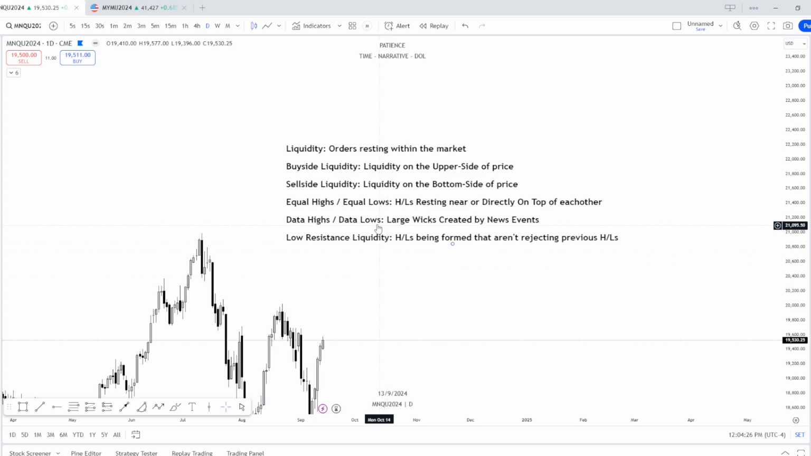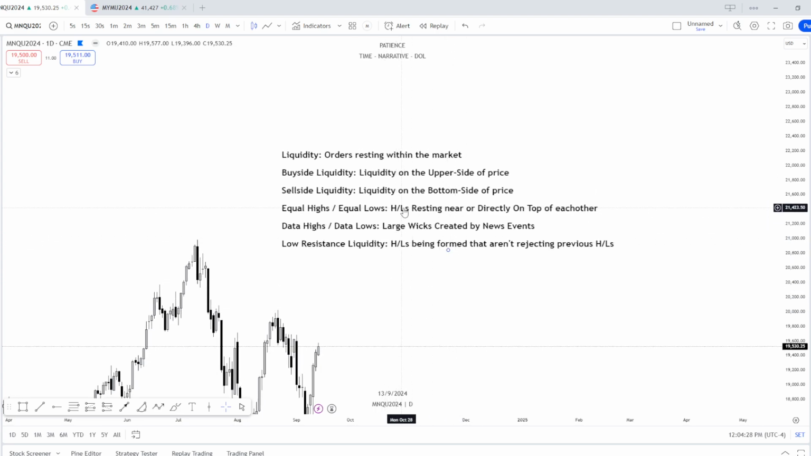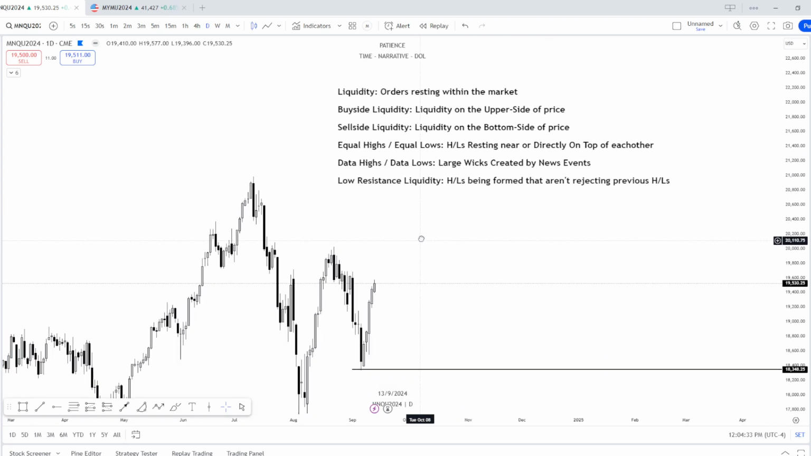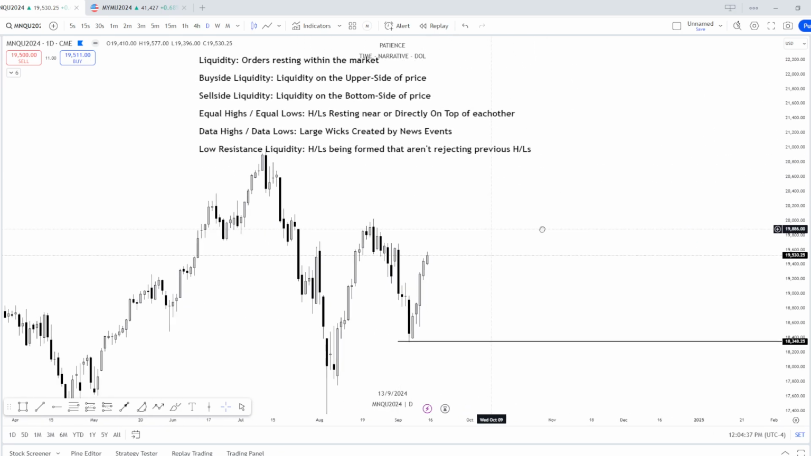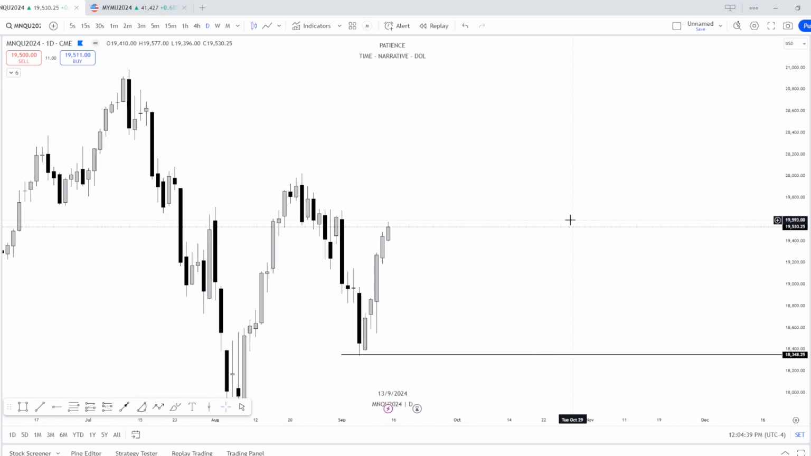So equal highs and equal lows is highs or lows resting near or directly on top of each other. I see a perfect example right now that I can show you. Like I said, equal highs or equal lows are highs or lows that are directly on top of each other or right next to each other. So right here on the daily time frame, we have these two highs formed right here. We have this move down and a move up and a move down, and we have another move down and a move up and a move down.